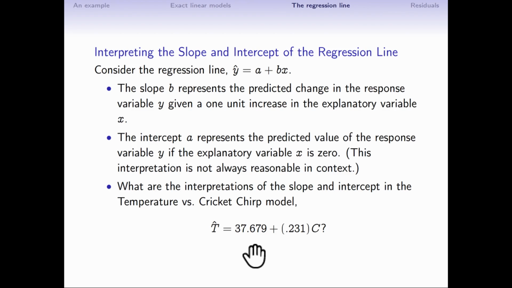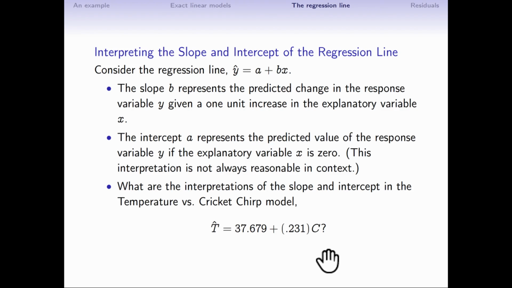What's the interpretation of the 37.679? It would say something like this. If the cricket chirp beats per minute were 0, if we weren't hearing the crickets at all, we would predict an ambient temperature of 37.679. Now, there are several problems with this interpretation.